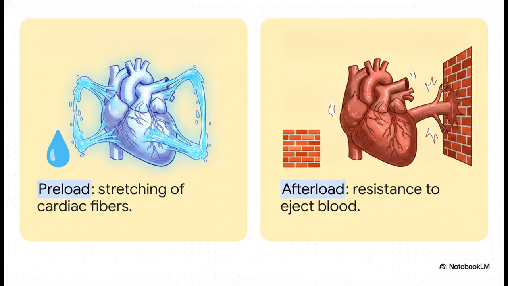Preload is the end diastolic stretch, or the filling pressure. Afterload is the massive resistance the heart has to push against to eject that blood. Let's use a quick memory trick to lock this in. Think of preload as a pool of blood filling up the heart. It's the stretching of those cardiac muscle fibers at the very end of diastole when the ventricles are totally full. Now think of afterload as arterial resistance, the sheer force the heart must push against to pop open that aortic valve. If a patient is fluid overloaded, their preload is huge. If they have severe hypertension, their afterload is sky high, which forces that heart to work incredibly hard just to keep up.